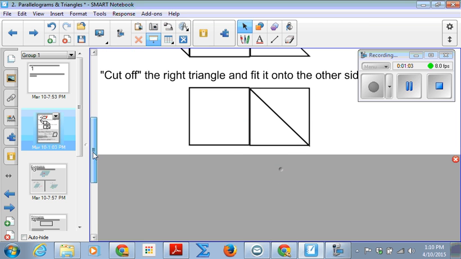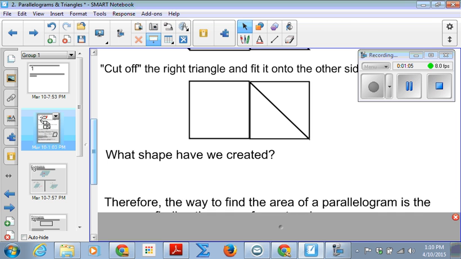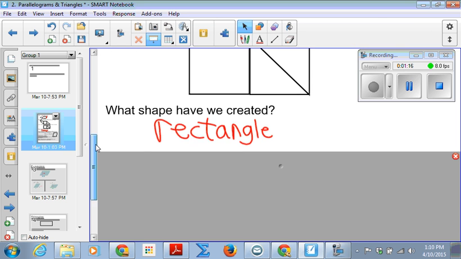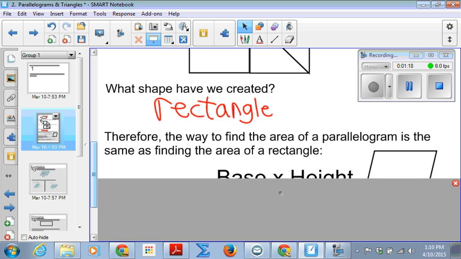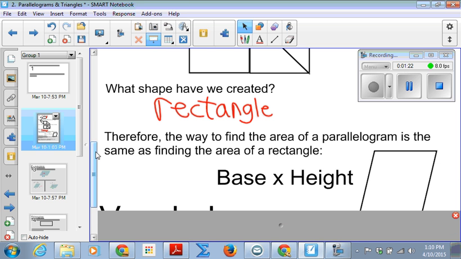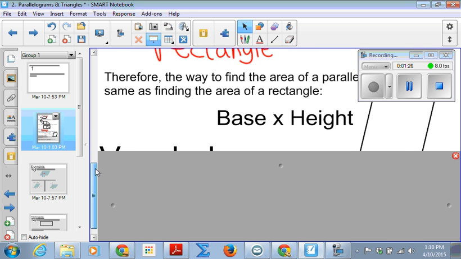So take a look at that shape now, and what shape is it? Hopefully you all see that's a rectangle. So basically a parallelogram is a rectangle just reorganized and reshaped. So the way to find the area of a parallelogram is the same way as a rectangle, just base times the height.